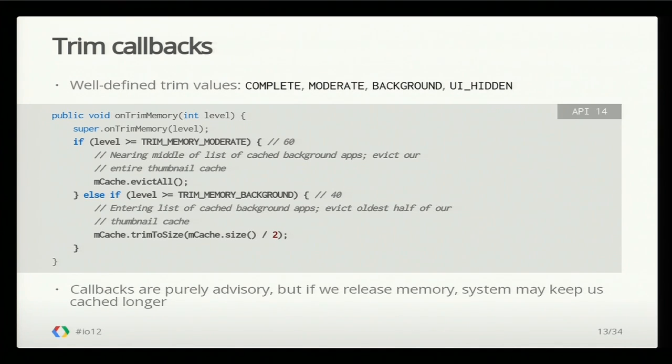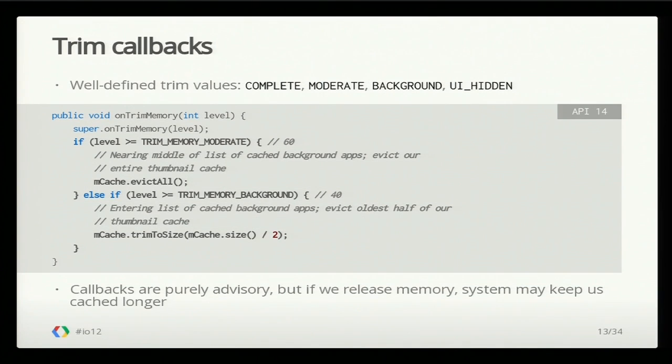So in this code sample, we're going to start by checking against the most aggressive trim level that we're interested in. We're checking if the level is greater than TRIM_MEMORY_MODERATE, which actually has a value of 60 under the hood. This indicates that our application is nearing the middle of the list of cached background applications. So the user hasn't interacted with our app in quite a while. They're off doing maybe some other tasks on their device. The user may come back to our app, but probably not. So we can use this as a good hint to release the memory that we've been using for our thumbnail cache. And that's what we're doing here. We're going to the cache and calling evictAll, which will return all of that memory.